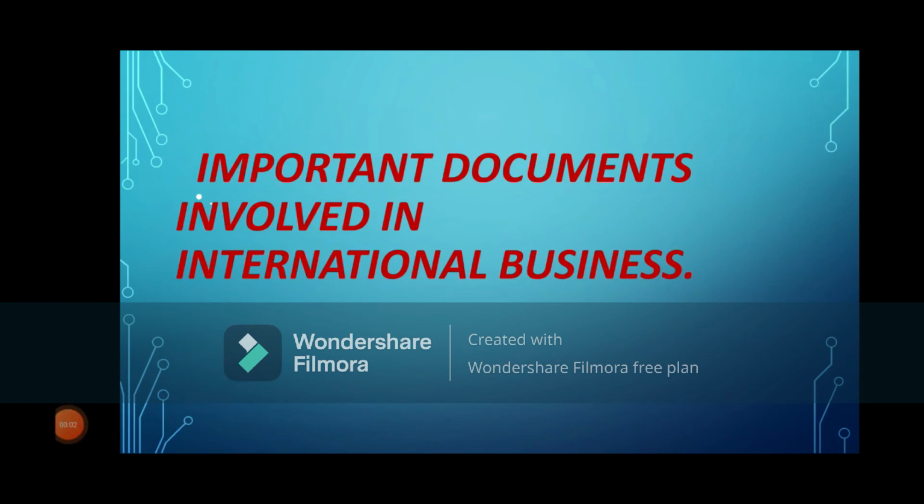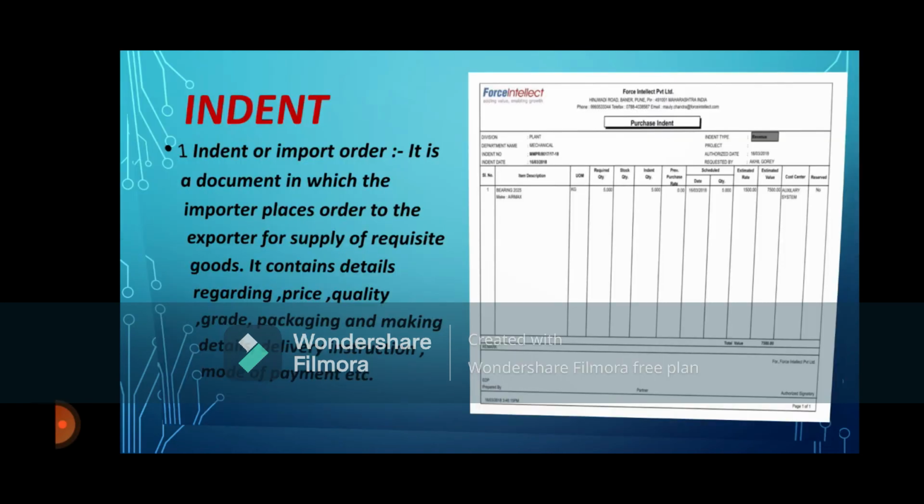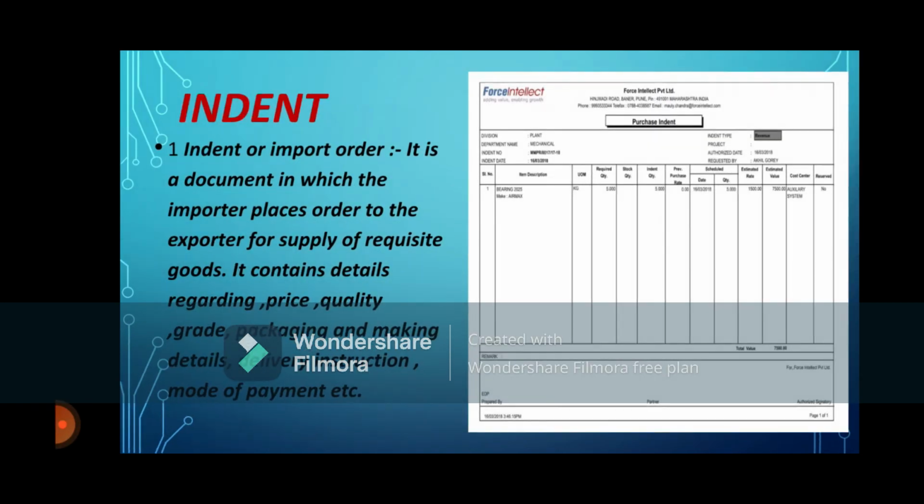Dear students, another topic in this video is important documents involved in international business. There are so many documents, but an important document is the indent, or we can say import order. It is a document in which the importer places an order to the exporter for supply of requisite goods. It contains details of price, quality, quantity, delivery instruction, mode of payment, etc. It looks like this proforma.